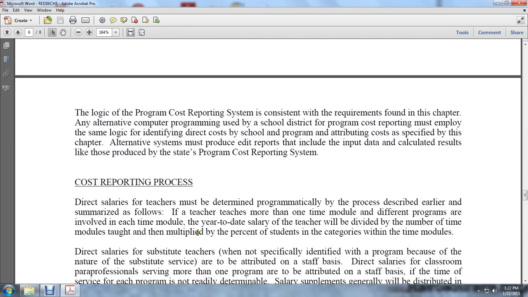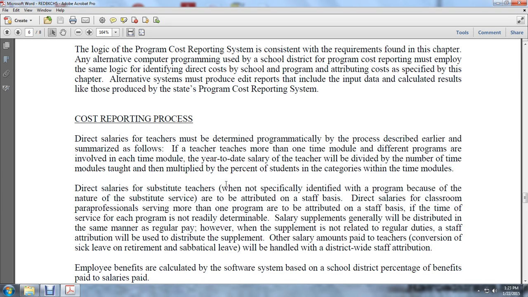The cost reporting process. Direct salaries for the teachers must be determined programmatically as described earlier. To summarize: if the teacher teaches in more than one time module, different programs are involved in each of the time modules. In the year, the data for the teacher will divide the number of time modules taught by the percent of the students in the categories for the time modules.